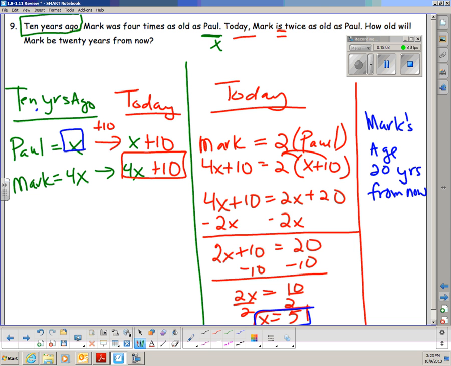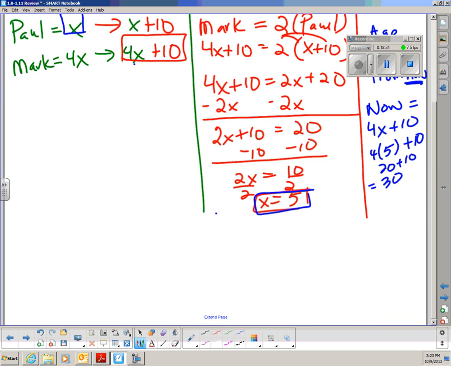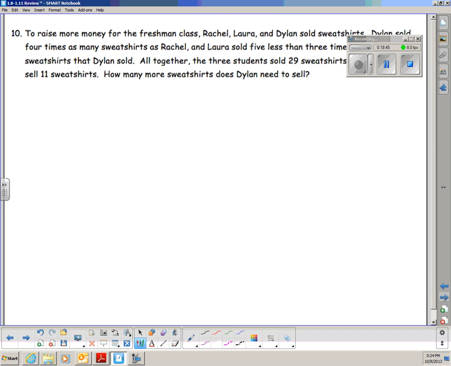Well, that begs the question, how old is Mark now? Now, Mark is 4X plus 10. If we look in our today column or our now column, Mark is 4X plus 10. So Mark is 4 times 5, our X value, plus 10. 4 times 5 is 20, plus 10 is 30. That's how old he is now. I want how old he is 20 years from now. So guess what? He's going to get older. 30 plus 20 is 50. So Mark will be 50, 20 years from now. That's a tougher question.